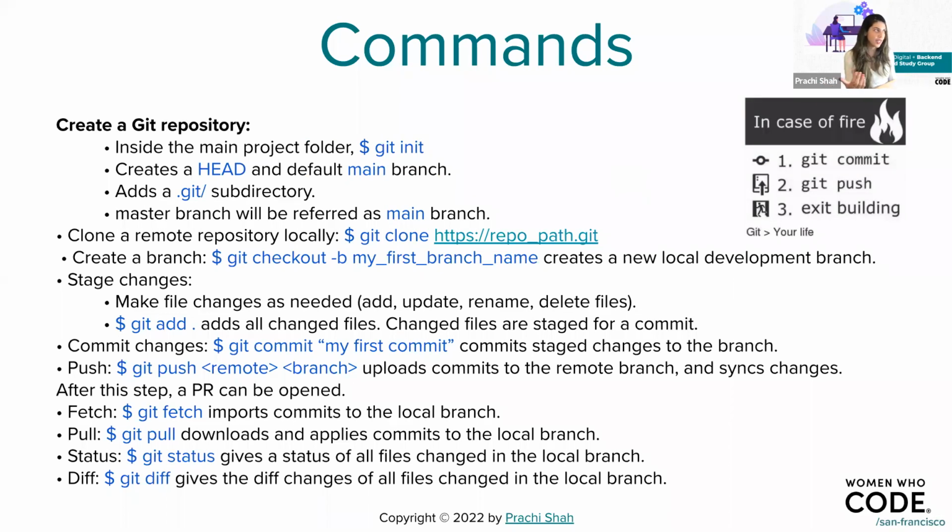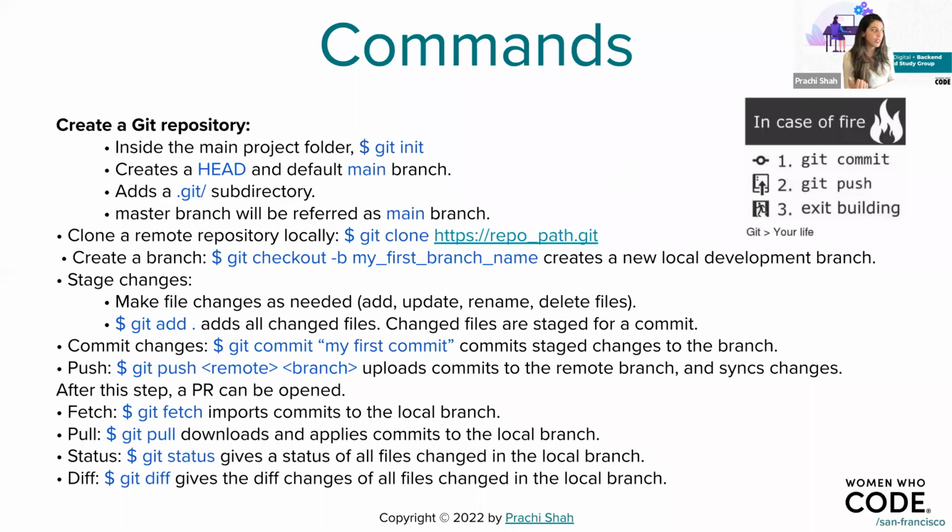So like I mentioned before, if you want to initialize a project to use Git, you can just do git init. Run that command in the terminal, in your project folder at the root level. This will create a HEAD and default to the main branch. So that copy, or that state of your project, then becomes your main branch. Initializing also adds a .git subdirectory to your project. You can clone a repository, we talked about that.